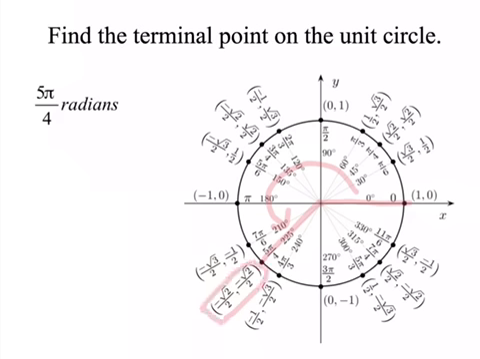That's all we're looking for. So let's write that coordinate, and we're done. That would be negative square root 2 over 2, comma, negative square root 2 over 2. That is the terminal point right there.